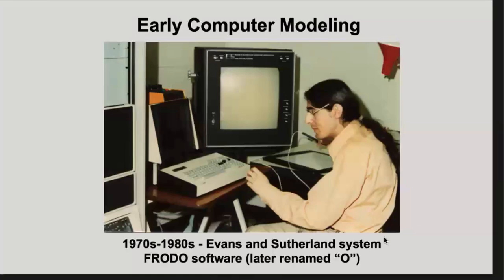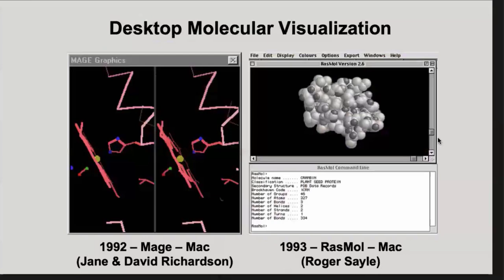Things became a little bit more accessible in the early 80s, or excuse me, early 90s. These machines were fairly expensive, so you had to be a large university or research lab or something to have one. But molecular visualization finally came to the desktop computer in the early 90s. The very first molecular visualization application that was created to run on a personal computer was an application called Mage.